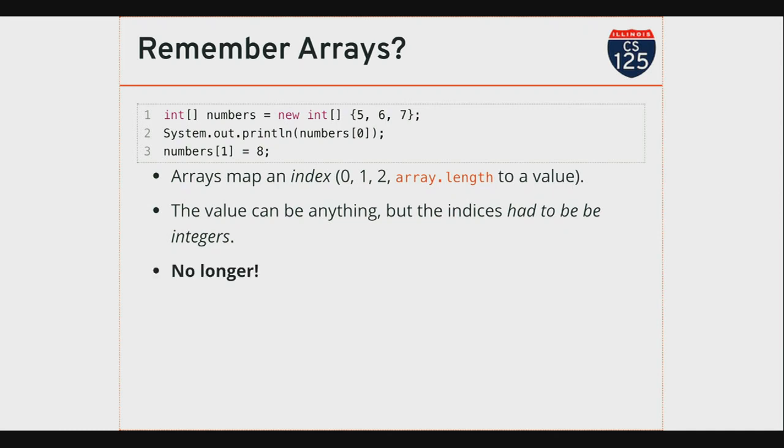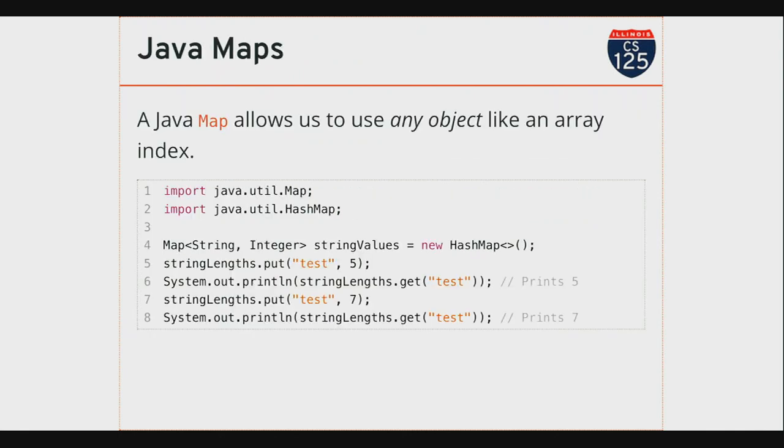Until now. Okay. So what Java calls this incredibly useful data structure is a map. And that's a reasonable term for this. It maps one type of value to another type of value, when either one of those can be any type of Java object. Okay, so we're gonna work with this a little bit in the playground in a second. But essentially a map allows me to use any Java object like an array index.